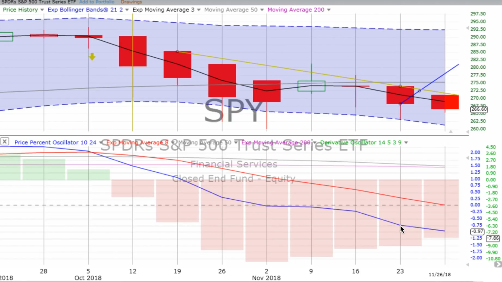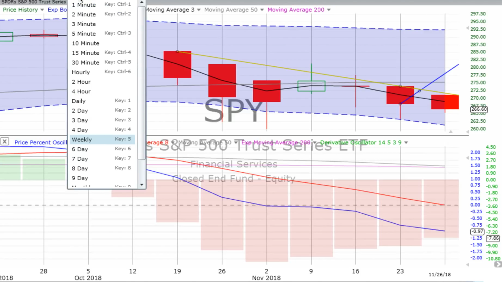That was a shortened trading day after the Thanksgiving holiday. But so far, we see down movement, price below the weekly trend line. And of course, we've got the S&P 500 losing downward momentum on the derivative oscillator. Price percent oscillator, like we said, still heading down.